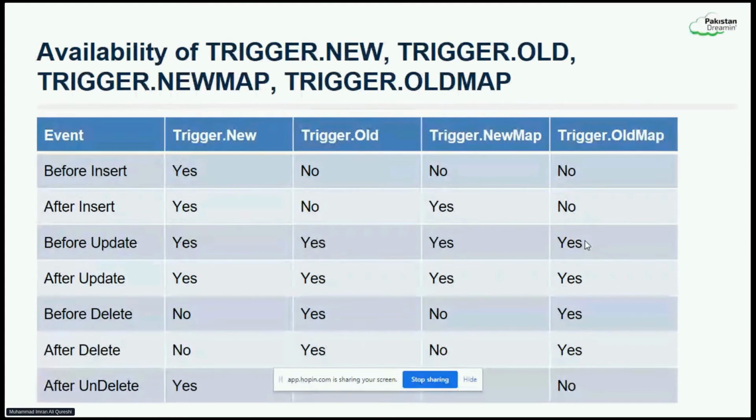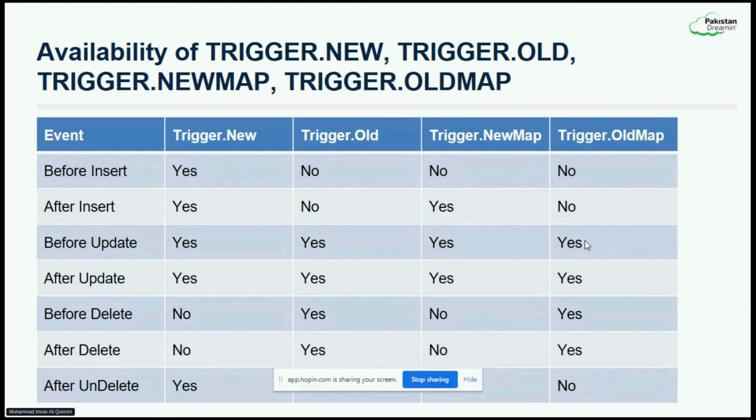So that's why we don't have new map, because for the new map or old map we should have the ID of the record. So for the after insert, we have trigger.new and trigger.new map as well. For old and old map, we have the same reason. The record is going to be inserted for the very first time. But in this case, we have the trigger.new map context variable as well. The reason behind this is that in after insert context, we have the ID of the record, so that's why we have the new map context variable in the after insert.